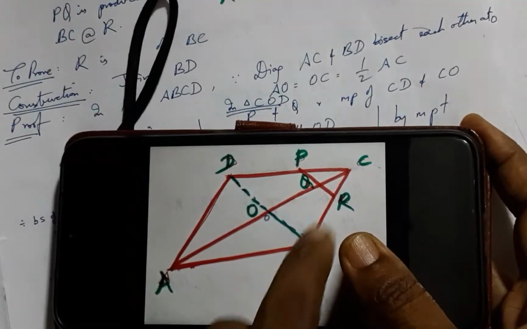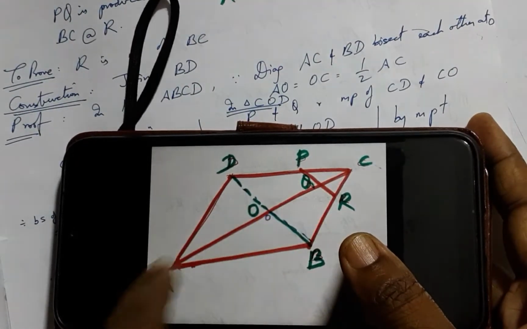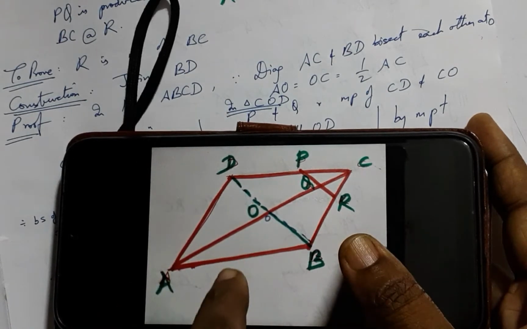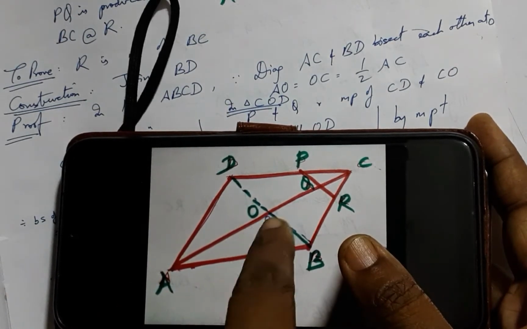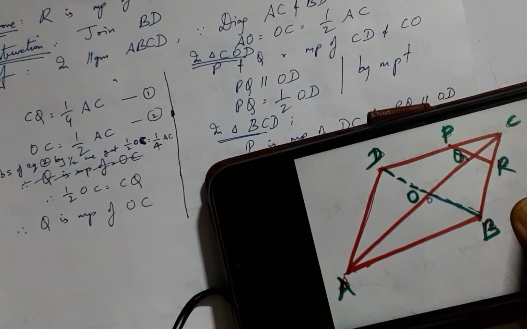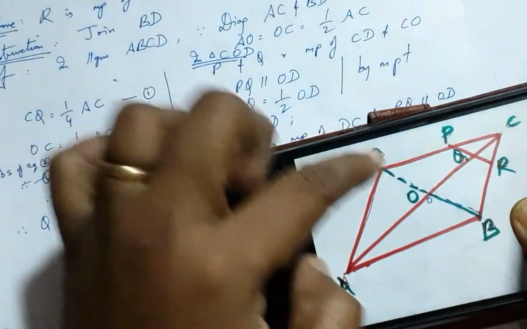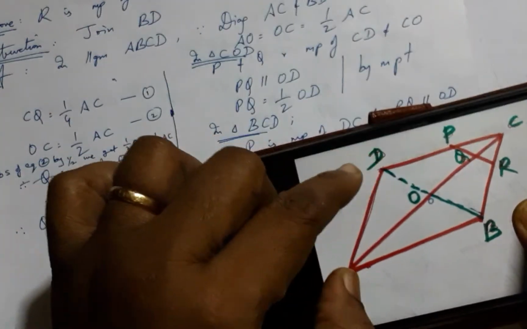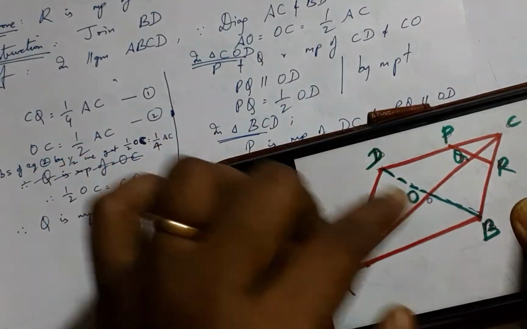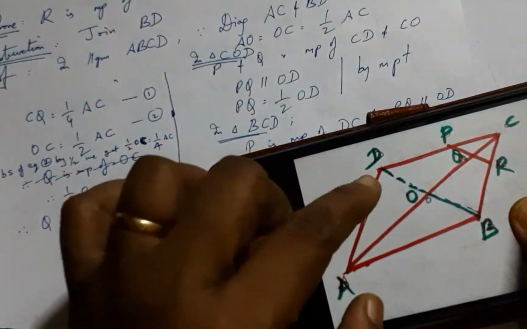Now we know ABCD is a parallelogram and therefore the diagonals bisect each other, that is OA equals OC and OA is also equal to half of AC. Here in triangle COD we have P and Q as midpoints. Therefore by the midpoint theorem we have PQ is parallel to OD and PQ is also half of OD.